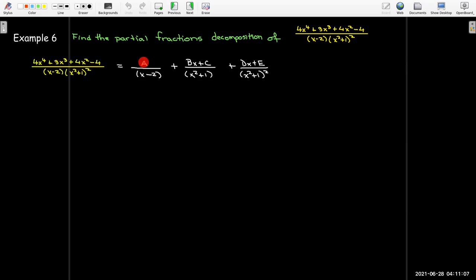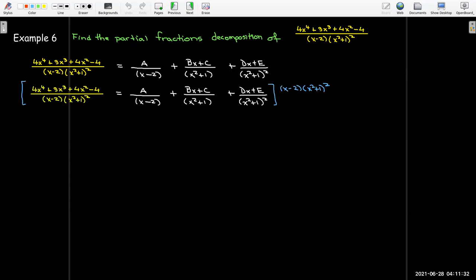So what would my partial fraction decomposition look like? Well, I just have a single number A over the linear factor. Then I have Bx plus C over the quadratic factor with just a 1 for the exponent. And then Dx plus E over the quadratic factor squared, as it is in the LCD. So go ahead and multiply both sides by the LCD.